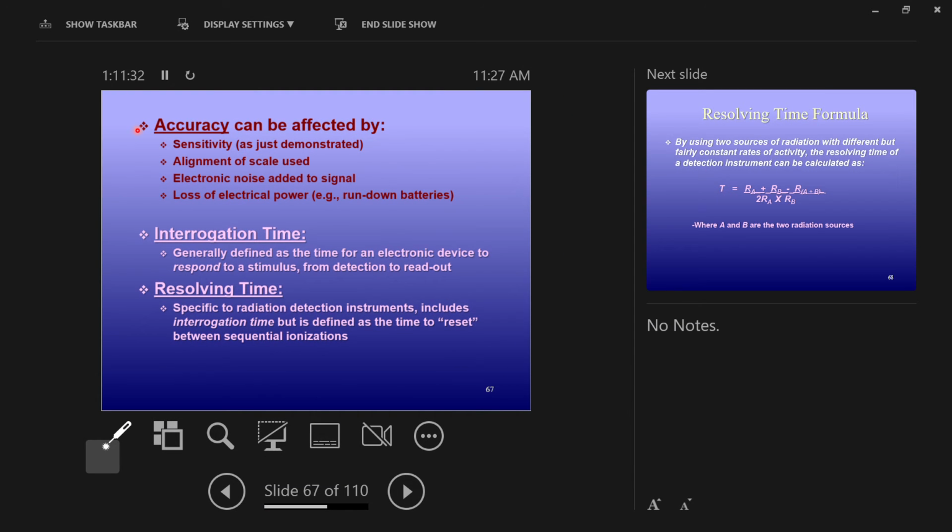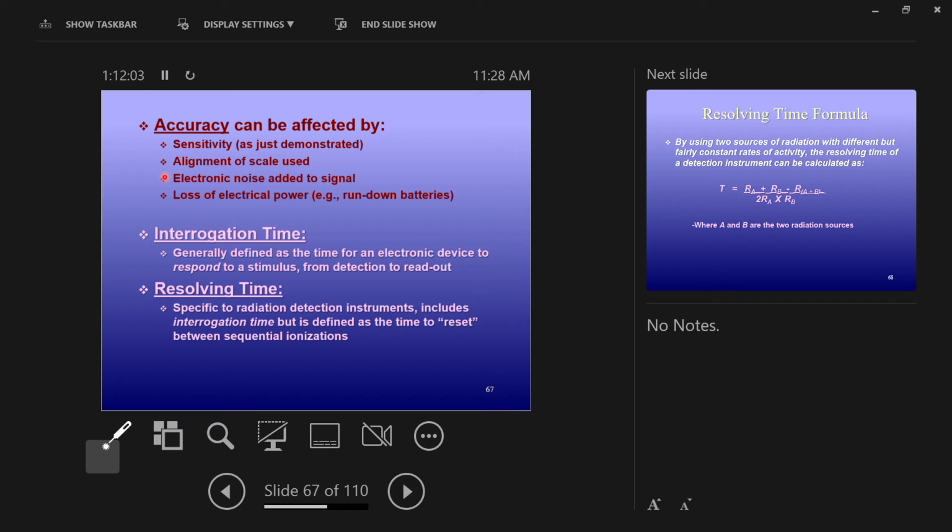So accuracy. Accuracy can be affected by the sensitivity, as I explained just a moment ago. A meter that is more sensitive can be more accurate, but a meter that is more sensitive by signal amplification can actually be less accurate. Alignment of scale, electronic noise. Noise is amplified when you amplify signal.